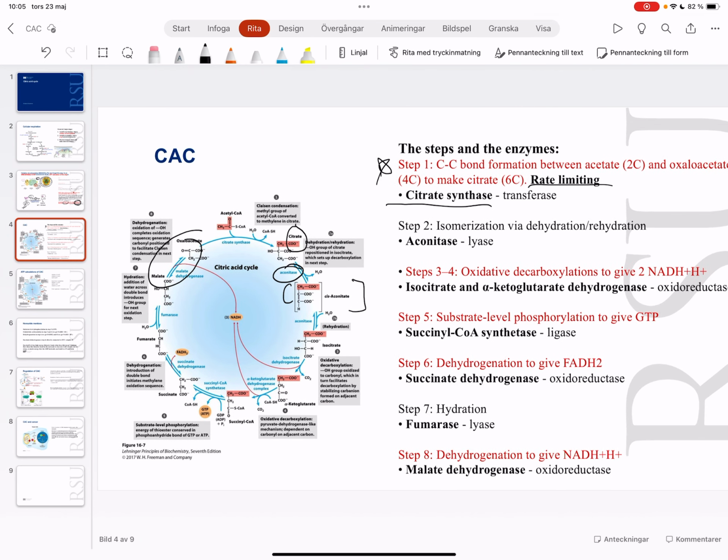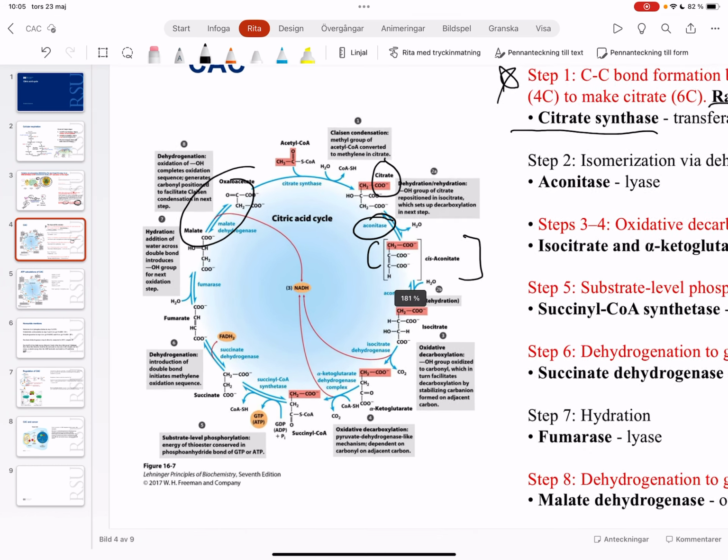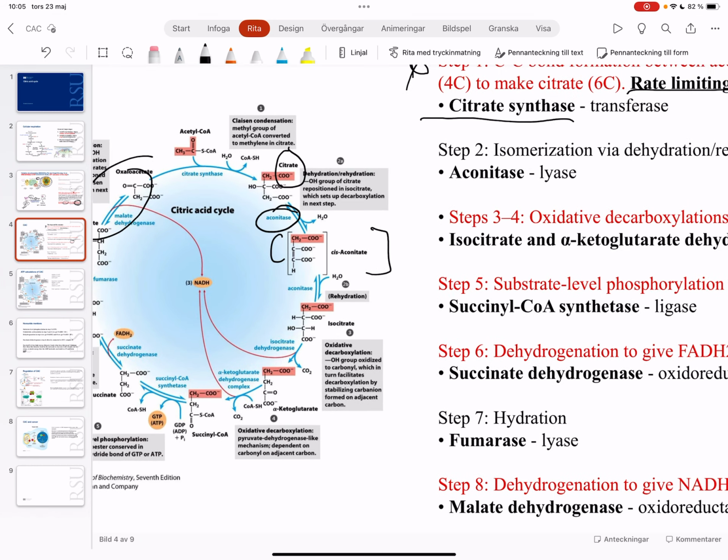Then in step number 5, we will get our substrate level phosphorylation, so we will get a GTP. This is important to know, substrate level. Then step number 6, which I talked about in the beginning.